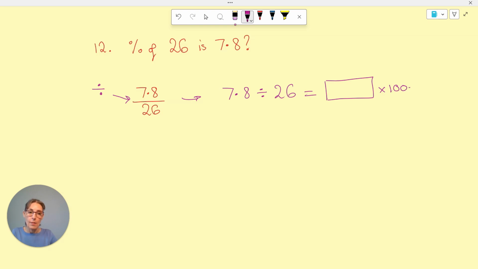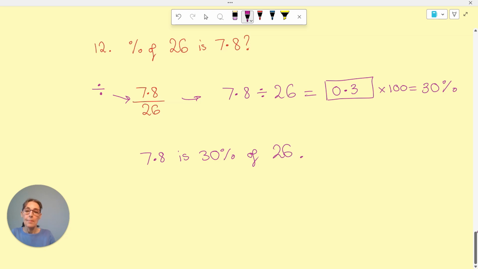times by 100. So let's do that. 7.8 divided by 26 equals times by 100 is 30%. Okay, so what was it before that? It was 0.3, wasn't it? Because that times by 100 is 30. So it's 30%. So we can say that 7.8 is 30% of 26.